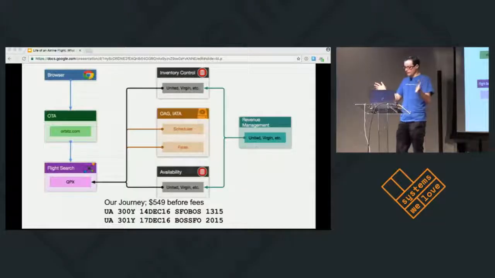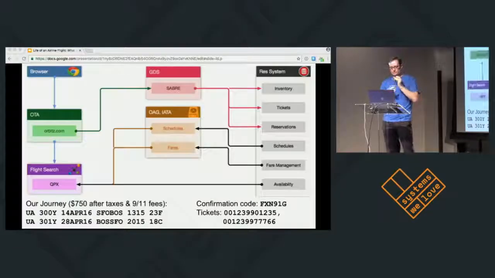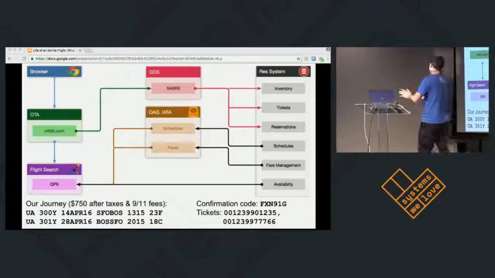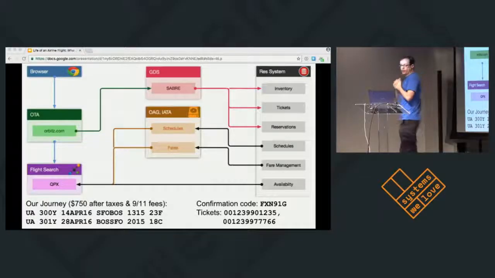All right, so we're lucky. We got some seats. So now we can book our flight. You book your flight. That's great. You get a confirmation code. Let's say your confirmation code is FXN91G. Doesn't really matter. Some 6-character code.